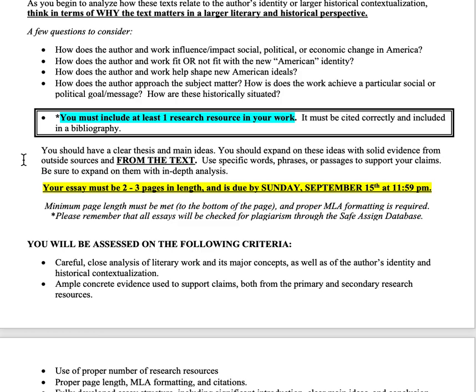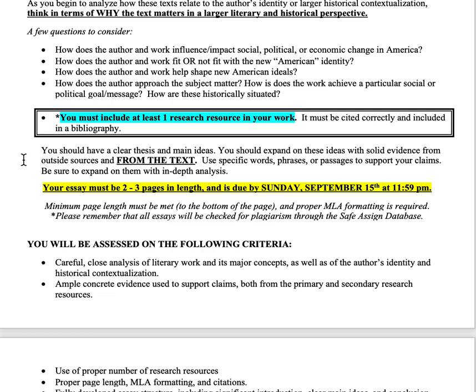So if you tell me that it's important that syntax is a significant contributor to the tone in Columbus's letters, you're going to pull specific quotes which show me that syntax. If you say he has a lot of focus on the word I versus you of the Native Americans, pull quotes that show me that. Use specific words, phrases, or passages to support your claims, and then expand on that with your own analysis.